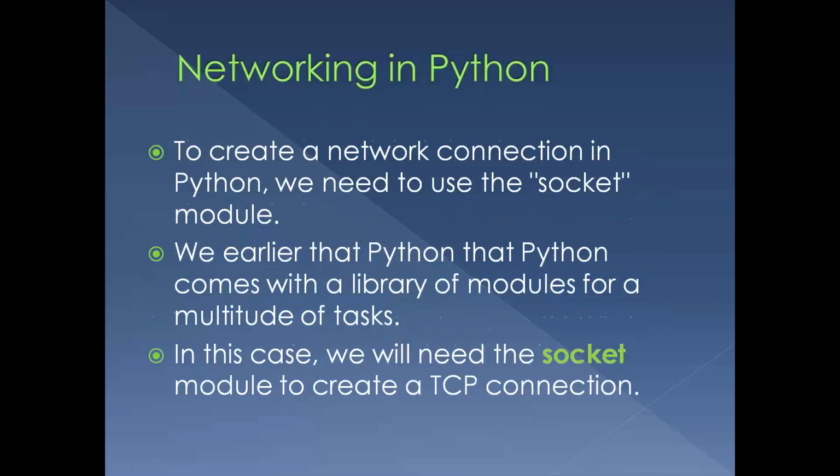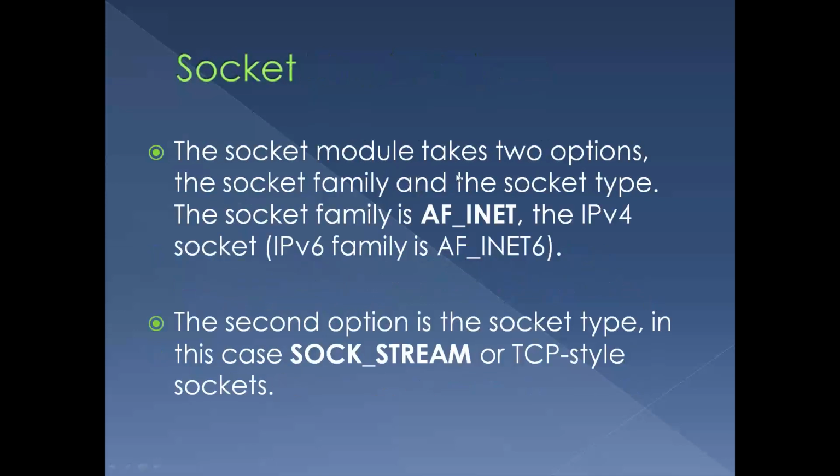More socket. To create a network connection, we need to use the socket module. We already saw all this. The socket module takes two options, the socket family and the socket type. The one we're going to be using here is IPv4, called AF_INET. The second option is the socket type. In this case, it's going to be SOCK_STREAM, or TCP style sockets. This is going to be the most common type of socket.